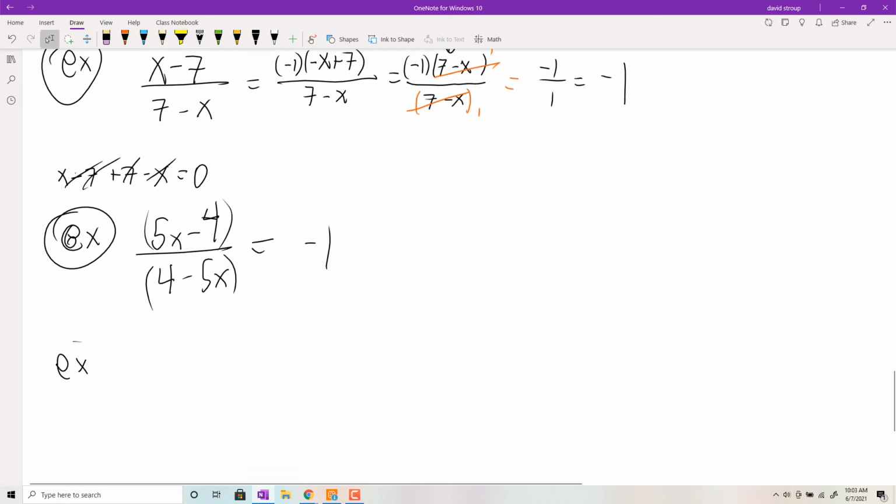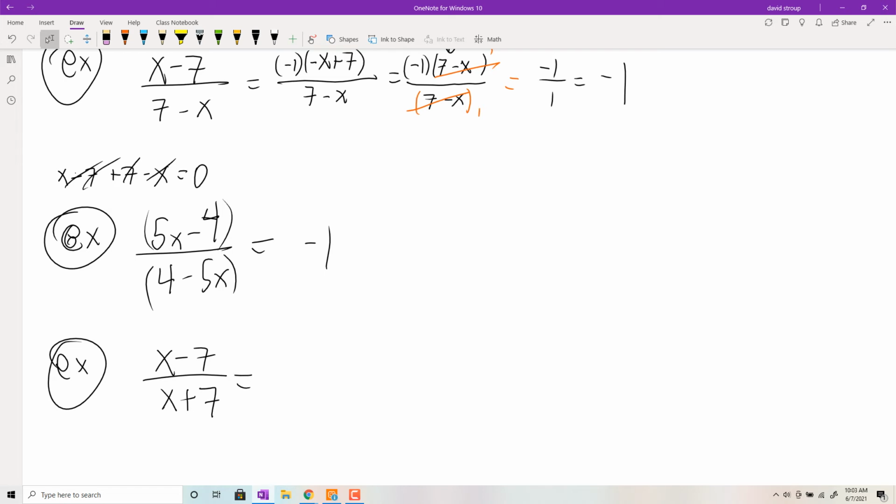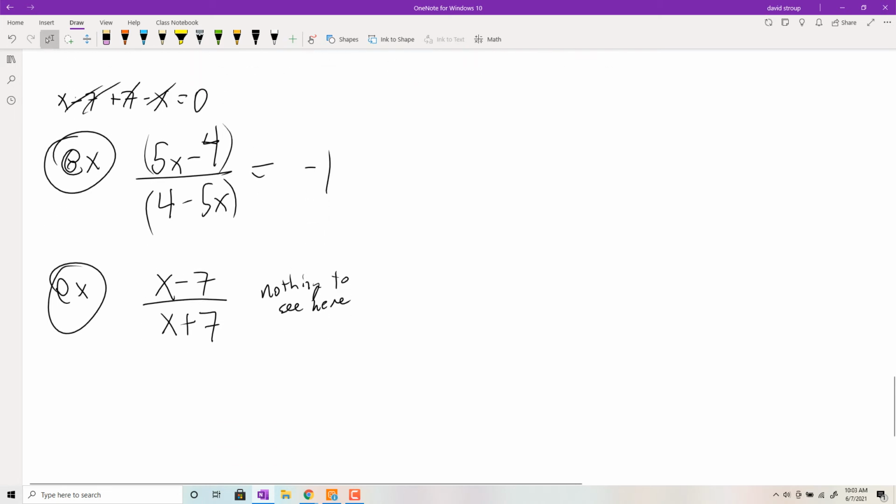Be careful, of course, this scenario where you have something maybe like x minus 7 over x plus 7 kind of looks like opposites, but they're not. They're different. There's nothing you could do there. Okay, so it kind of is what it is. Nothing to do. Nothing to see here. Okay, and you can see it's because the x's don't have opposite signs. And there's nothing you can do. You can't reduce it.